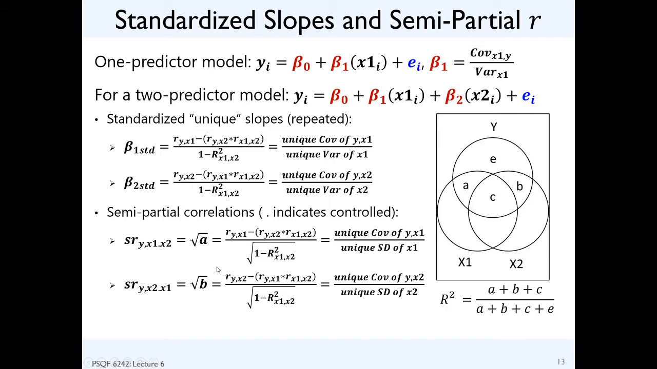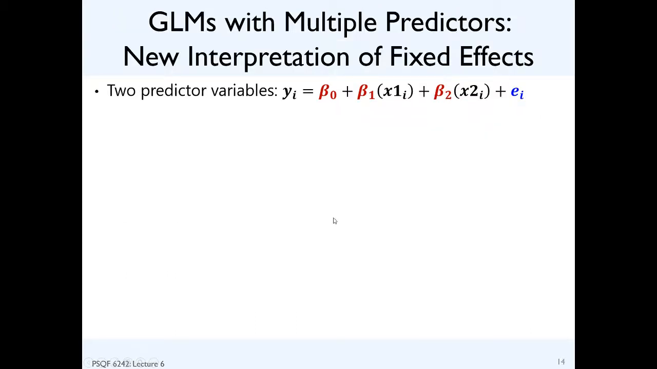So here's some more math to show you that semi-partial correlations and standardized slopes are related. The end. That's what this says. They're not the same, but they're close. They differ by their denominator. One has an extra standard deviation of x in it that the other one does not. So when you want to report effect sizes for these new unique effects, you have to be clear which one you're talking about.